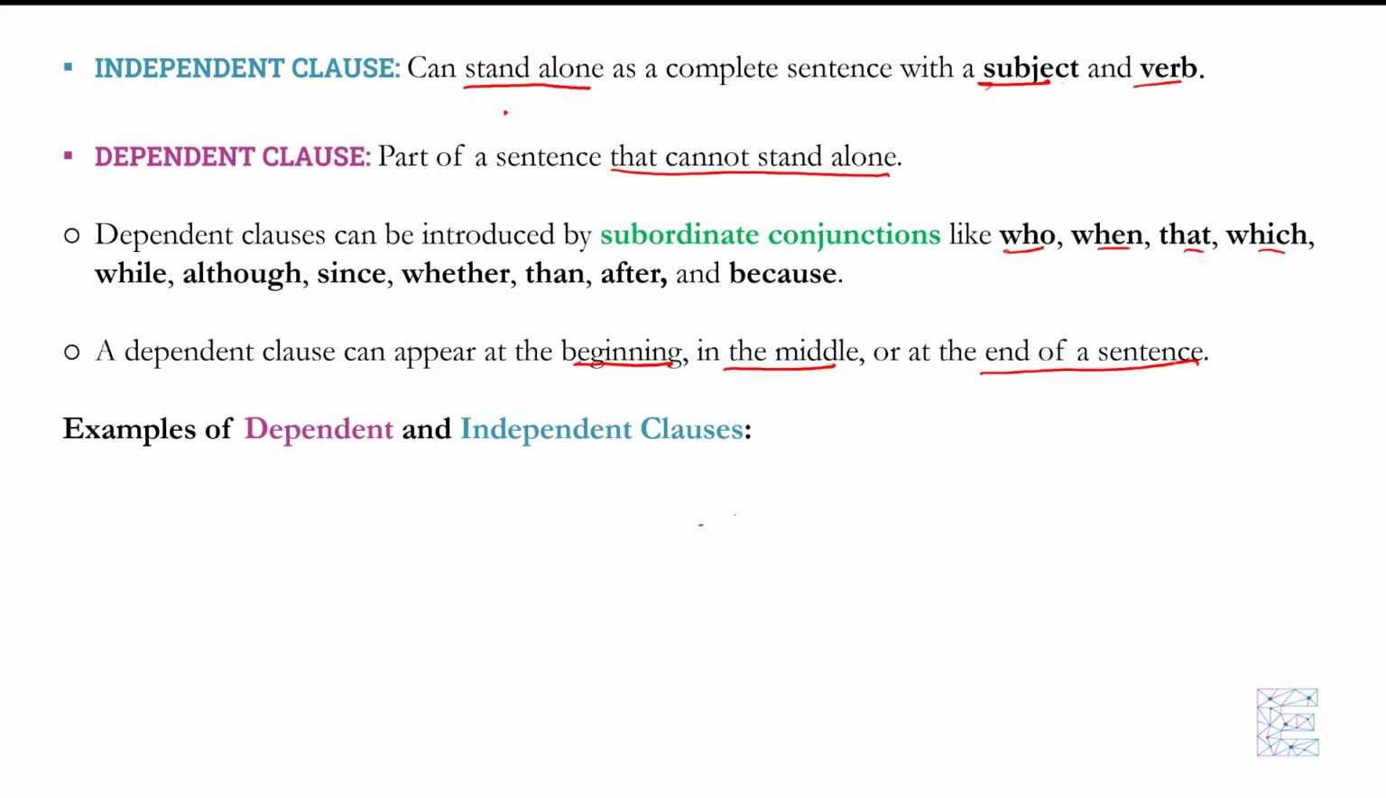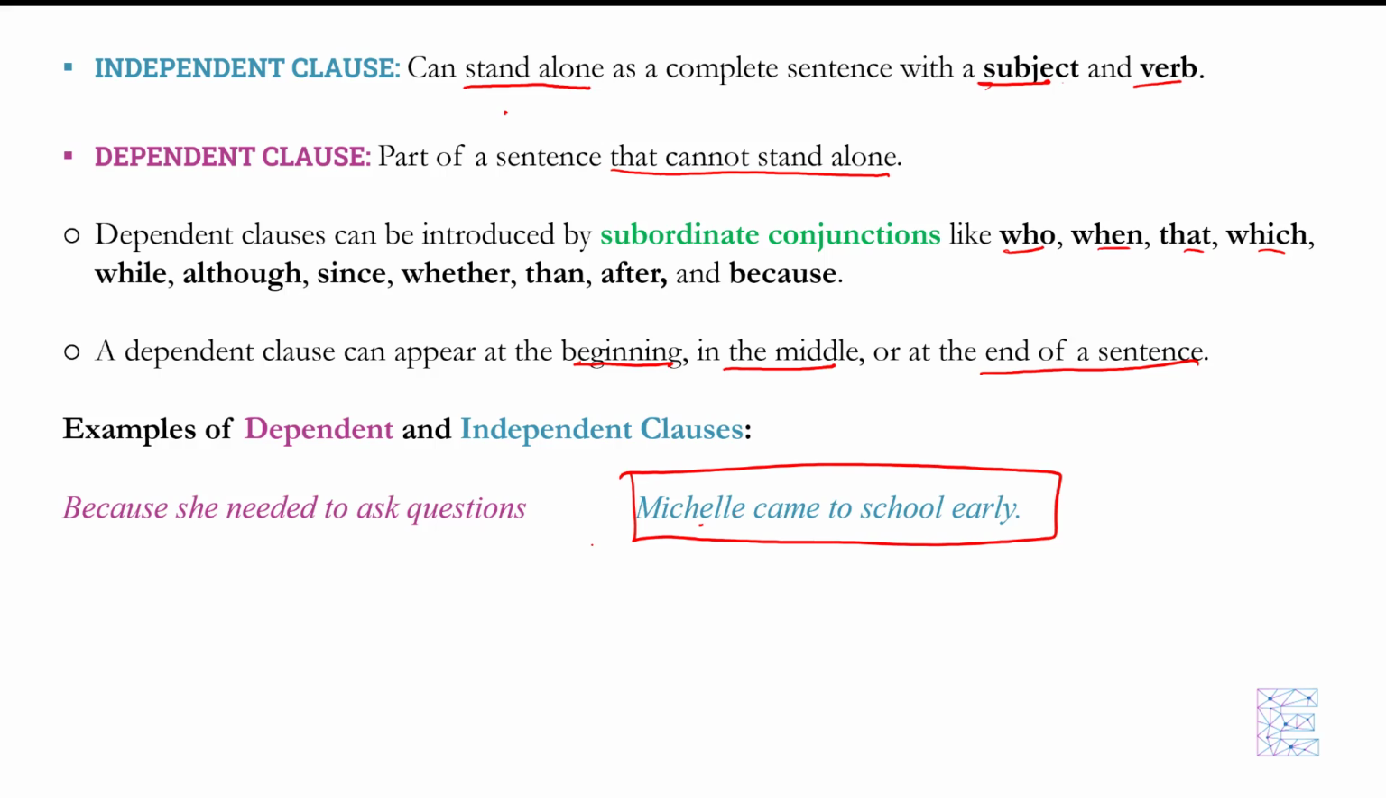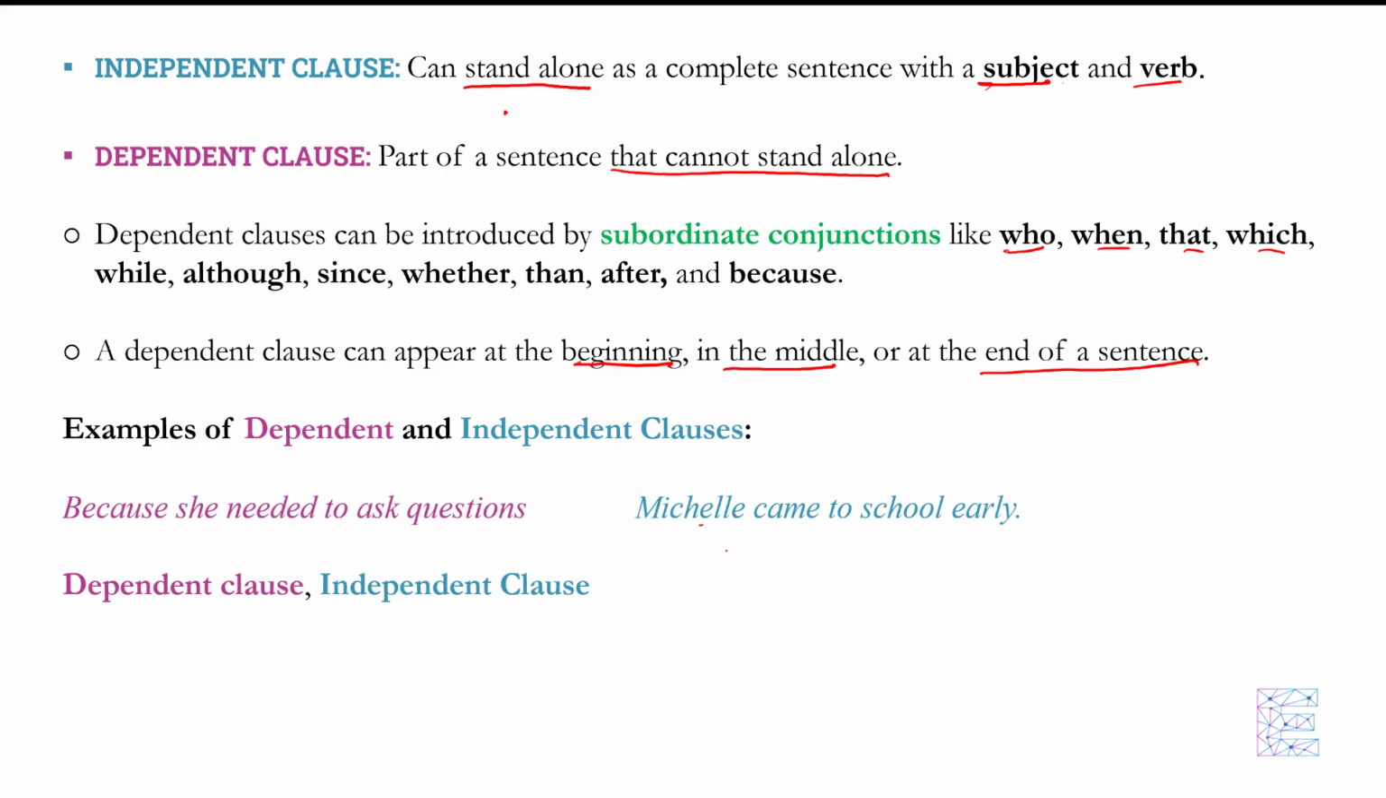Now, examples of dependent and independent clauses. So here we have, because she needed to ask questions. Notice the first word here is because. That means what comes after it is going to be a dependent clause. Because is a subordinate conjunction, and what comes after it is a dependent clause. The blue part right here, Michelle came to school early, is an independent clause: a subject, a verb, and it is a full idea. All right, so sometimes you see dependent clauses joined to independent clauses.